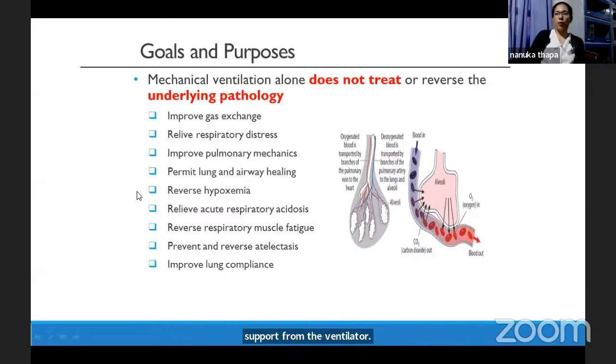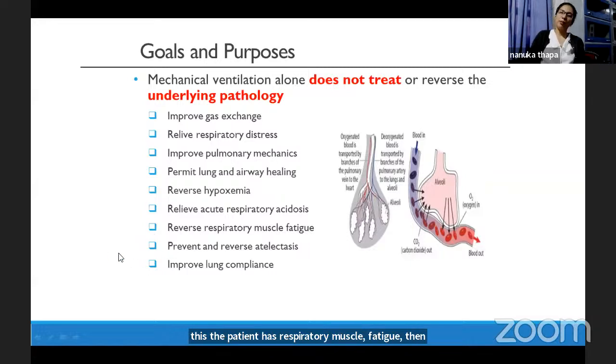It reverses hypoxemia. It relieves the acute respiratory acidosis. If the patient has increased partial pressure of carbon dioxide, that leads to respiratory acidosis. Supplementation of ventilation, increasing the mechanical ventilation, leads to loss of the carbon dioxide and thereby corrects the respiratory acidosis. In case the patient has respiratory muscle fatigue, then the ventilator helps to reverse that as well.